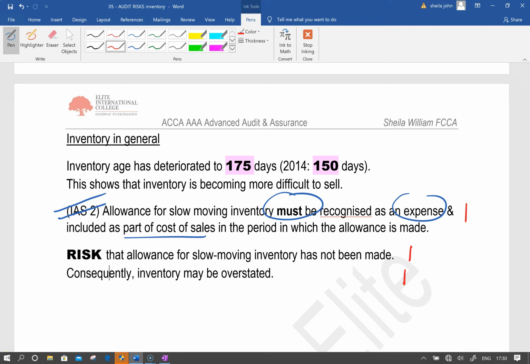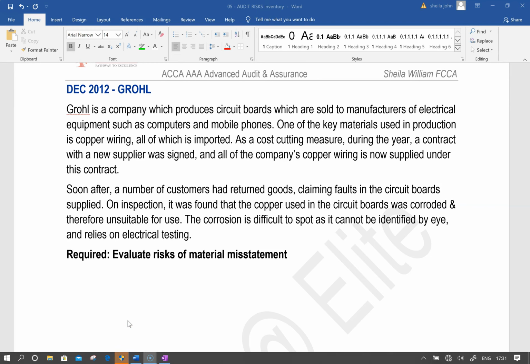So we're going to read this question. It's an ROMM question, and then I want you to stop the video and think about how you are actually going to write out the answer. To write out the answer, you need to identify what the issue here is. Is it slow-moving inventory? Is it a continuous count? Is it obsolete inventory? So you need to think about that. So let's go and read the scenario.